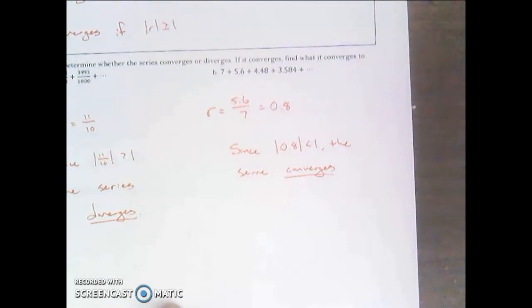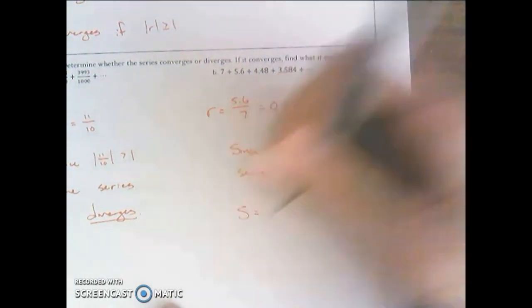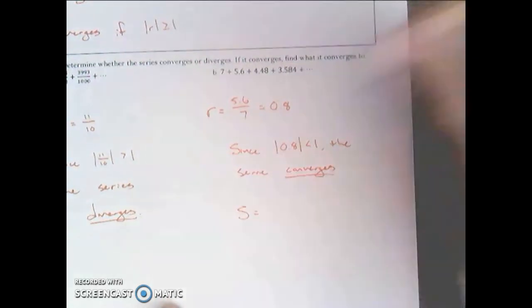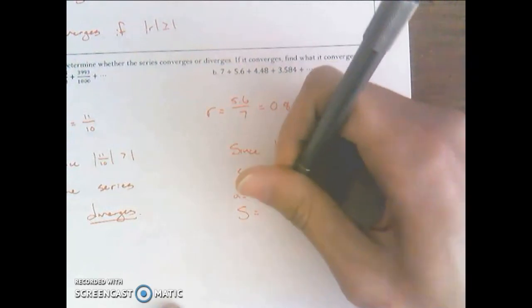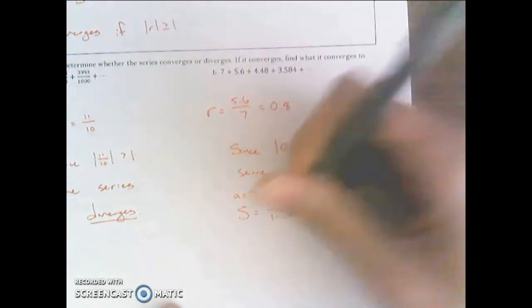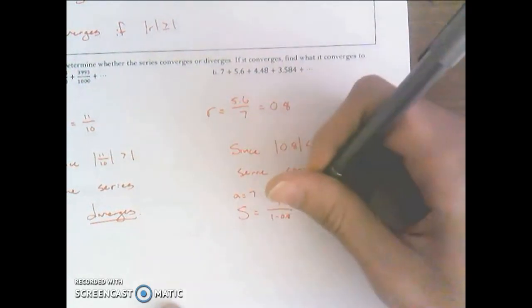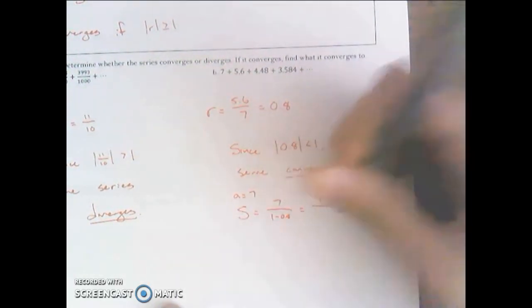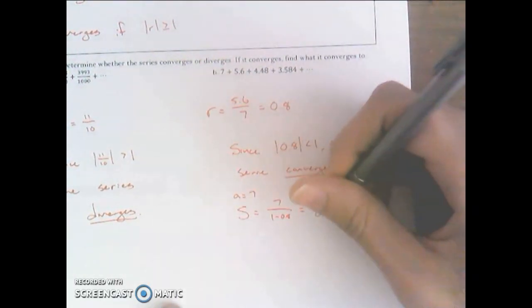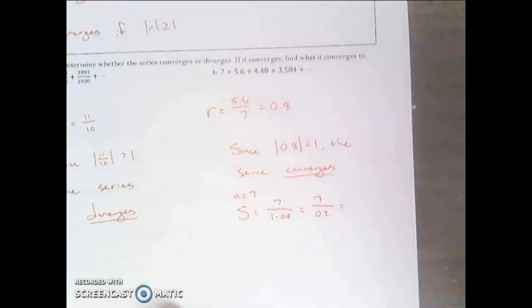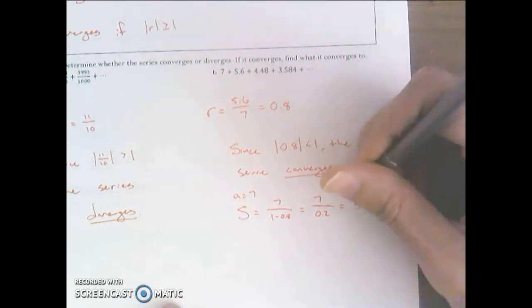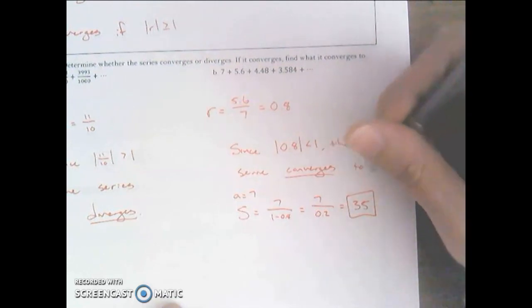And we need to know, what does it converge to? Let's plug it in and see. S equals a, where a is our first term, 7. So 7 over 1 minus r. r is 0.8. Evaluating this, we have 7 over 0.2, which is 7 times 5, which is 35. So this converges to 35.